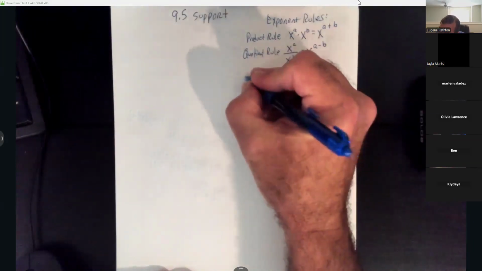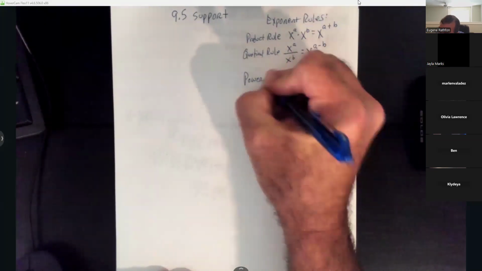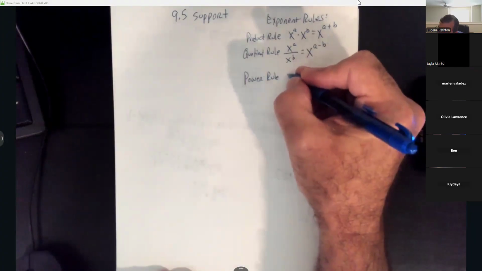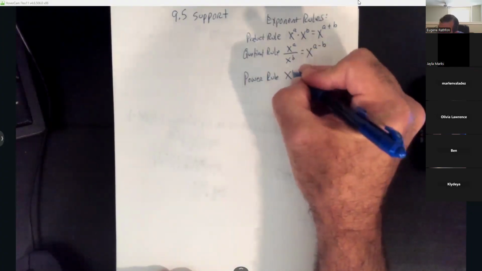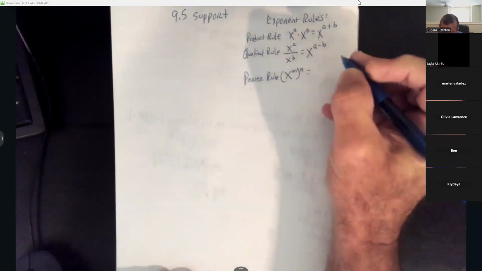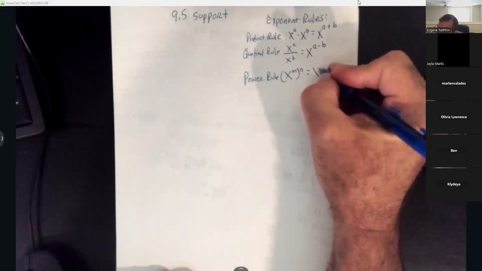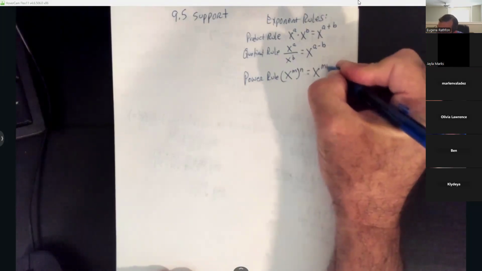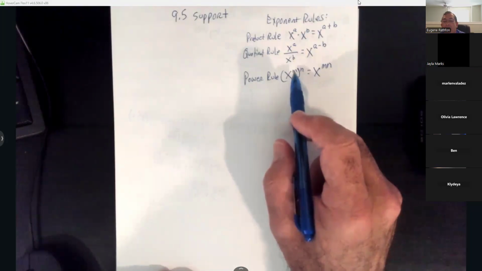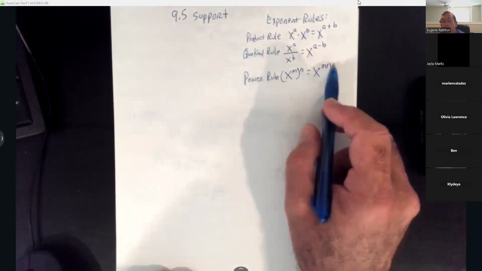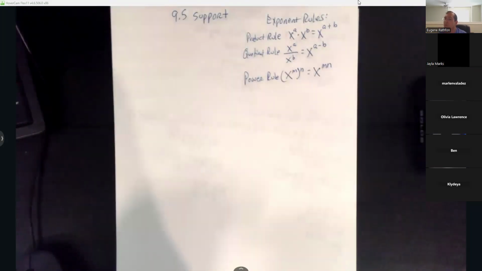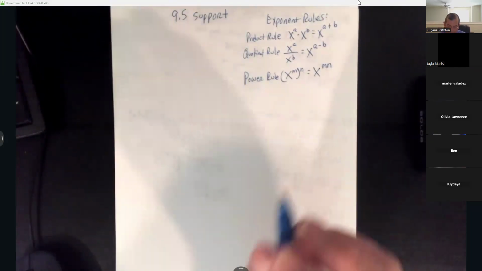So the power rule we got, x to the m raised to the n equals x to the m times n. So this is like an exponent raised to an exponent. You multiplied those exponents. So that's what we did in the power rule of logs. We wrote them as a product, okay?